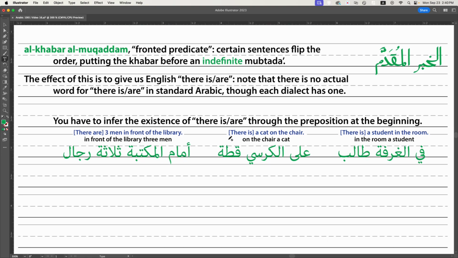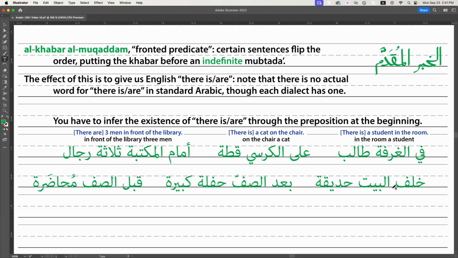And I've put the there is and there are in brackets right here, so you could see that you have to be the one to place that there, because there's no actual Arabic word that's an equivalent to there is, there are in the standard language. Again, all the dialects will have their own version of this. So we can look at some other sentences here.